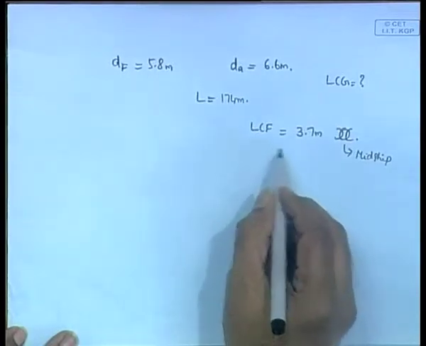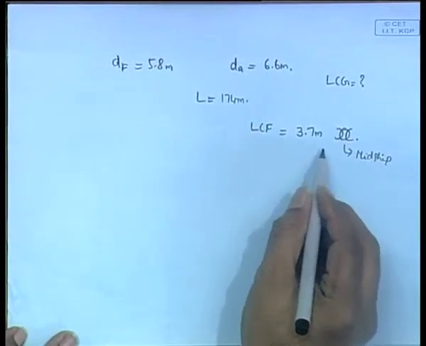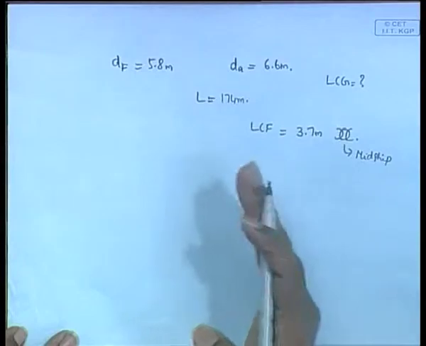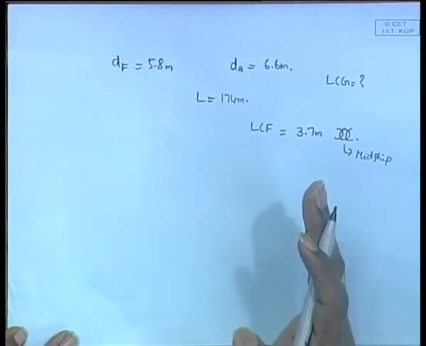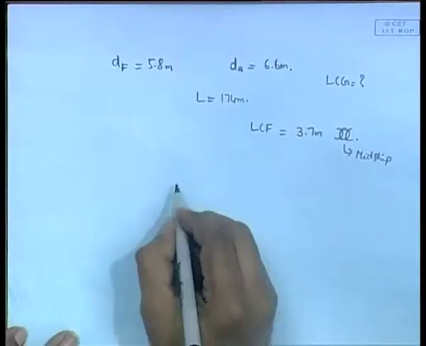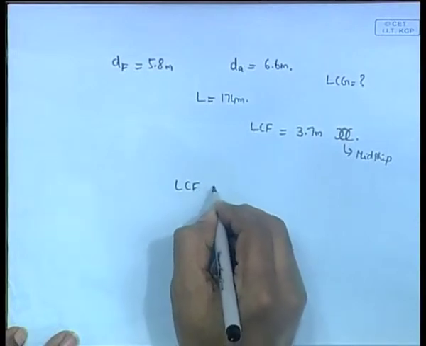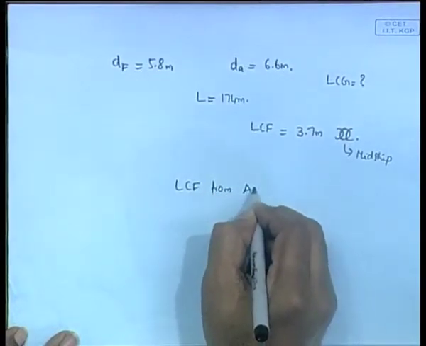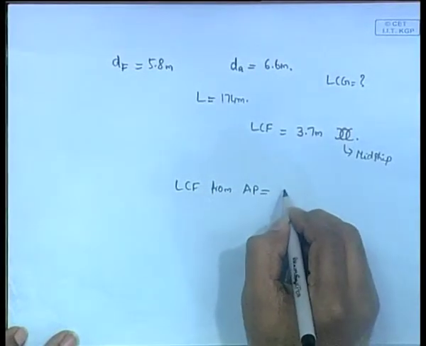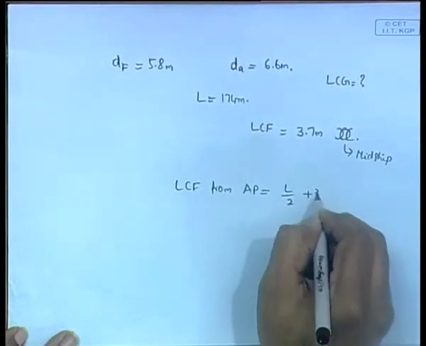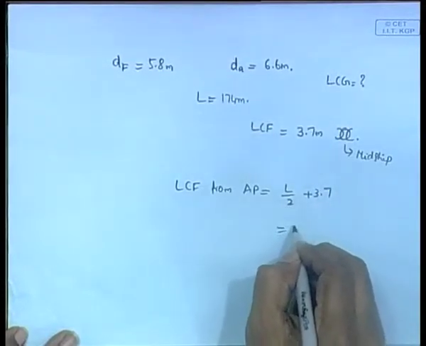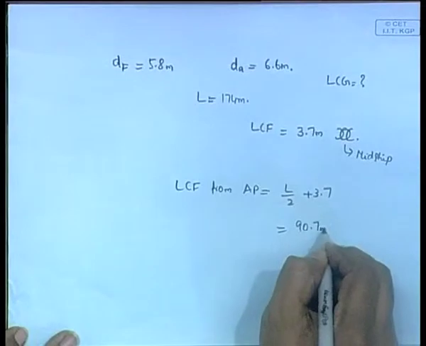So we know what LCF is from midship. Midship is obviously half the length of the ship, and the total length of the ship is 174. So first let's find LCF from the aft perpendicular. It will be L by 2 plus this 3.7, so that will be 90.7 meters.